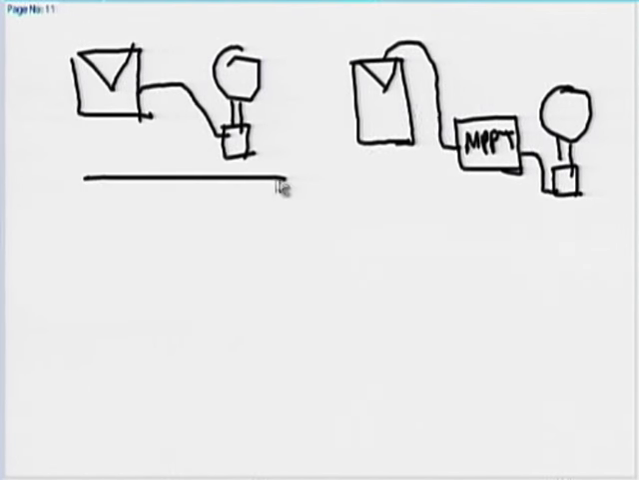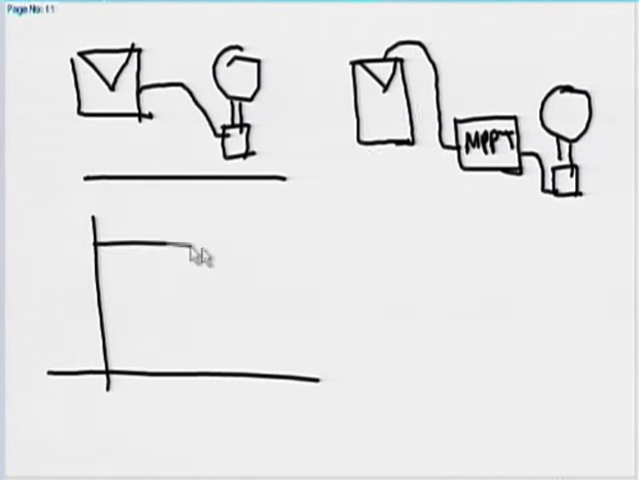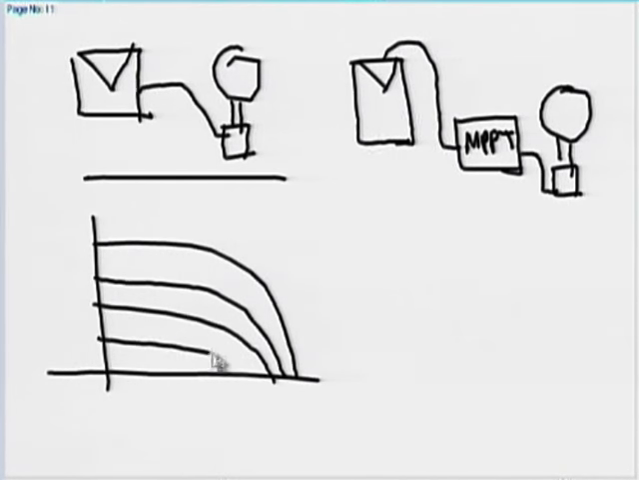Okay. The advantage of this kind of system is that it is very simple. There is no electronics, and because there is no in-between electronics, the cost is also lower. But the disadvantage of this system is that it does not operate always at the maximum power point. So these are your maximum power points, and your load may be like this. So your load is not extracting the maximum power all the time.